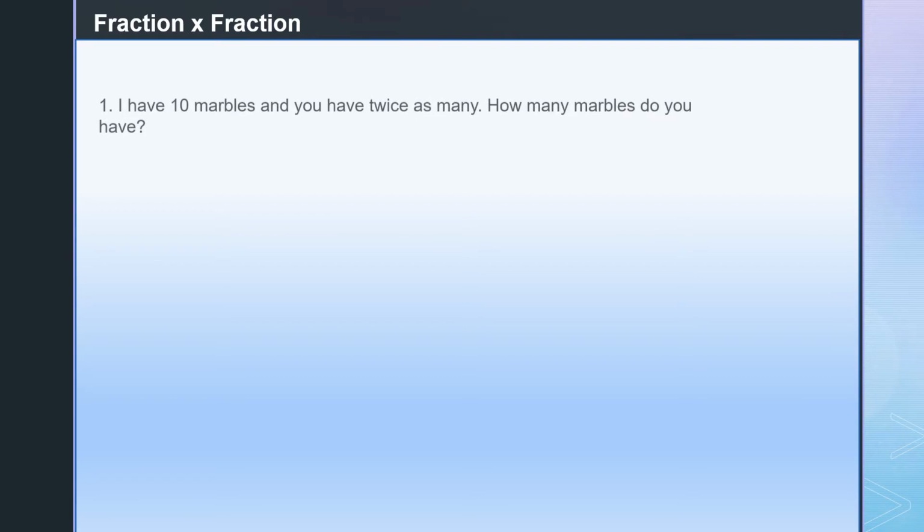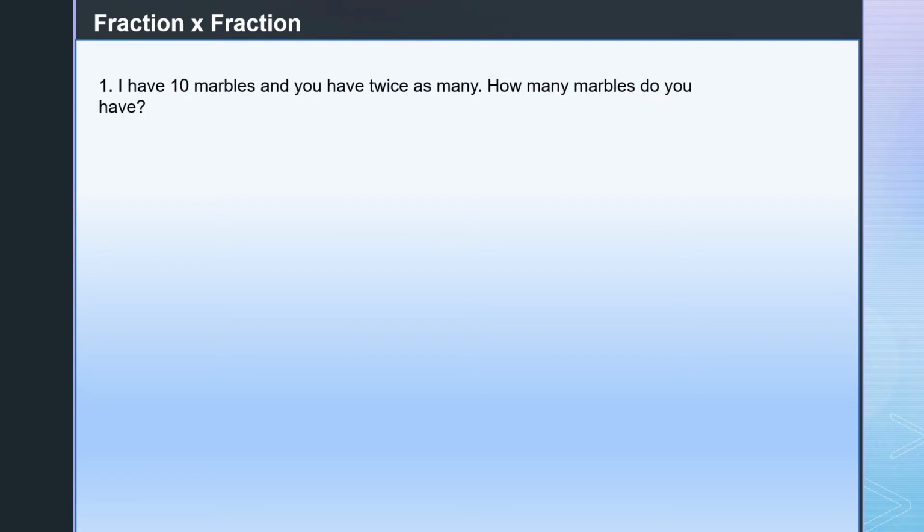What is the meaning of a fraction times a fraction? I have 10 marbles and you have twice as many. How many marbles do you have? So 10 marbles times 2 equals 20 marbles. You have 20 marbles.